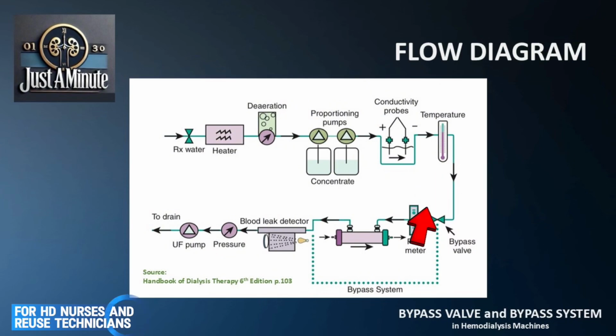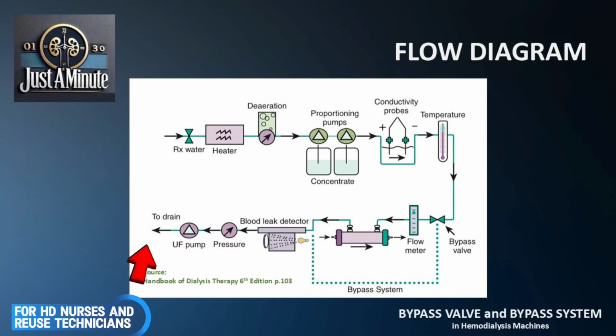In normal conditions, when everything is within range, the bypass valve remains open and the dialysate flows directly toward the dialyzer. It passes through the flow meter, enters the dialyzer, and interacts with the patient's blood across a semi-permeable membrane. From there, it continues through the pressure monitor, the ultrafiltration pump, and the blood leak detector before being discarded safely into the drain.